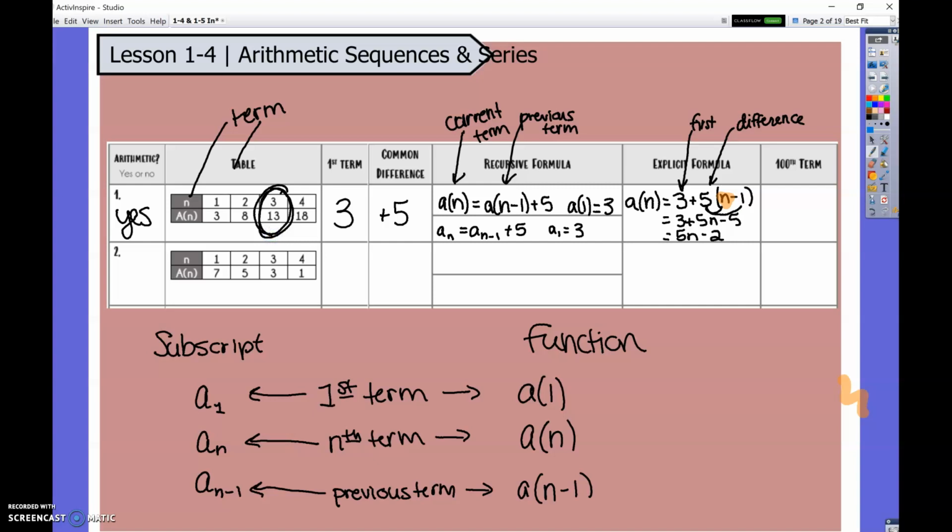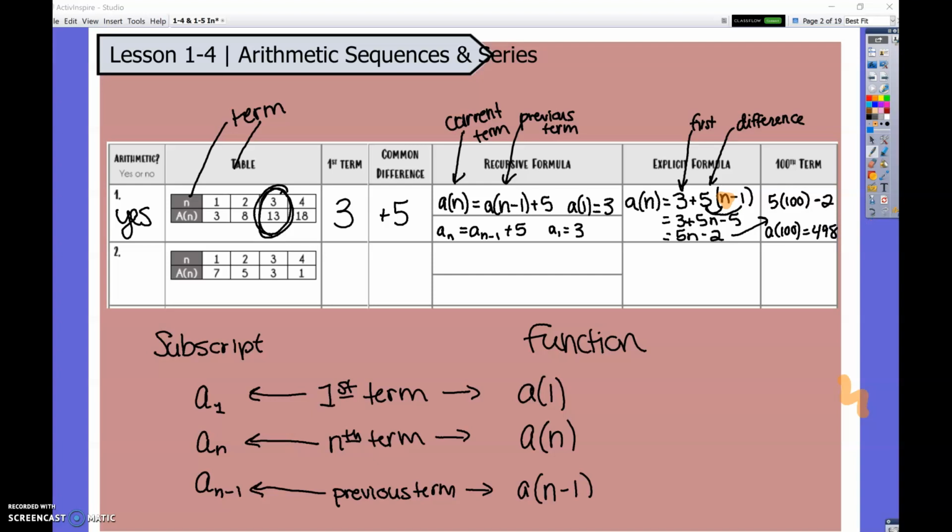And what's great now is I can use this formula to find my 100th term. I can simply plug in 100, and then subtract 2 in that explicit formula. So when I want that 100th term, a sub 100, I put my 100 into my equation. Well, let's see, 5 times 100 is 500. Take away 2 would equal 498. Way better than making a table.